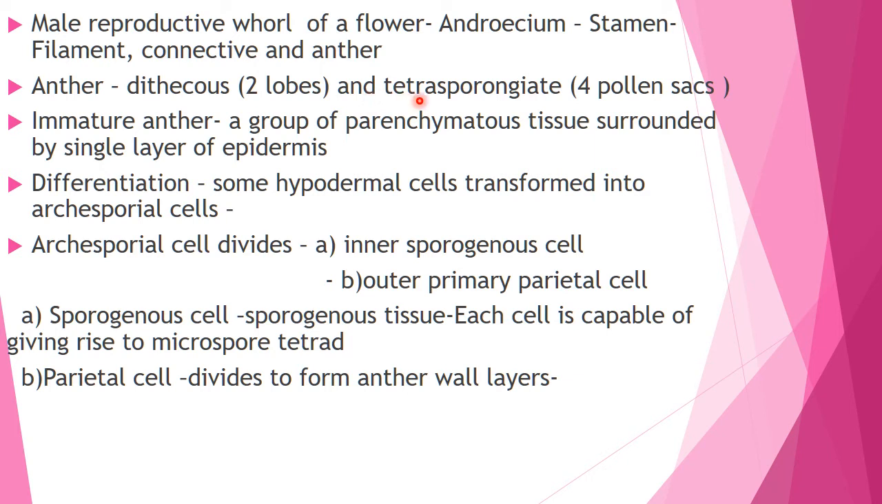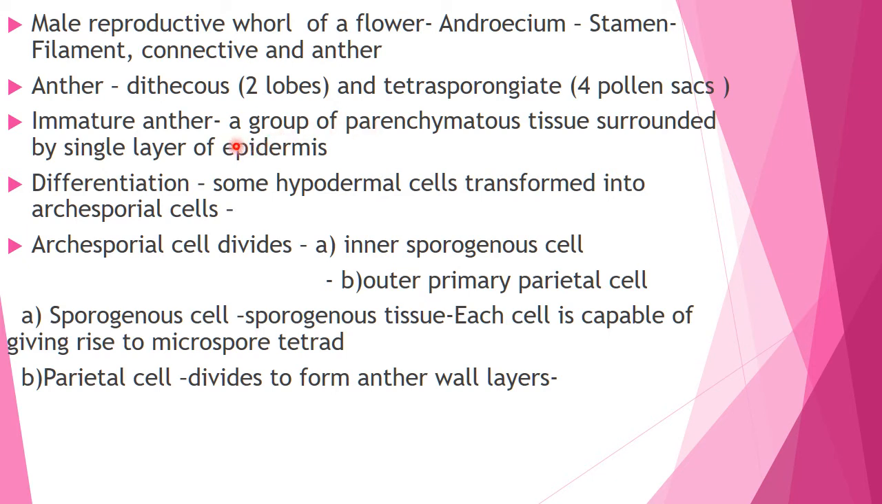Tetrasporangiate. Okay, 4 pollen sacs will be there. Some monothecous anthers are also there. There only 2 pollen sacs will be there. Only 1 lobe and 2 pollen sacs. But generally the anther is dithecous with 2 lobes, and that way 4 pollen sacs or 4 microsporangia.